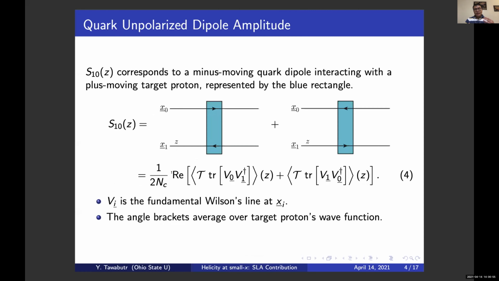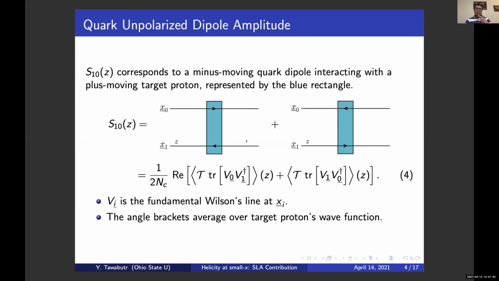So S10, diagrammatically, we can think of it as a pair of quark and anti-quark moving in the minus light cone direction, and it comes in and interacts with a target proton, which is moving in the plus light cone direction. In this talk and in our work, we represent the target proton in the shockwave formalism by just the blue rectangle, so there is no actual line, and the minus moving partons are represented by actual lines. And when the lines here cross the blue rectangle, it is implied that some interaction generally takes place.